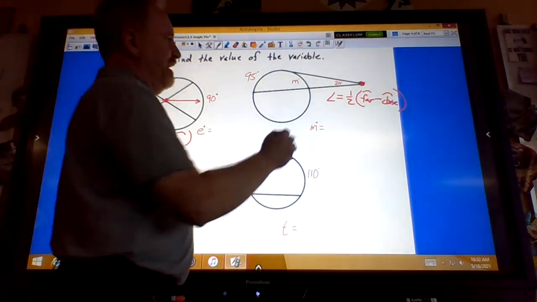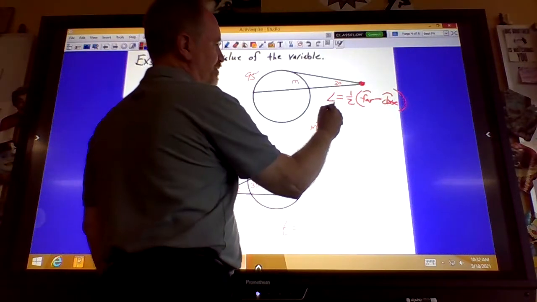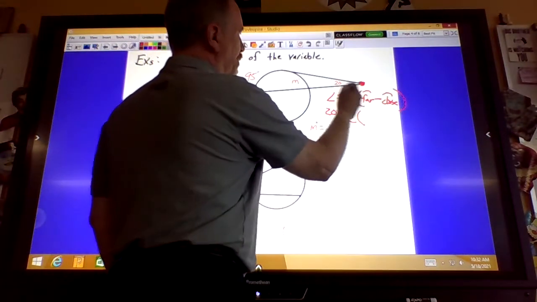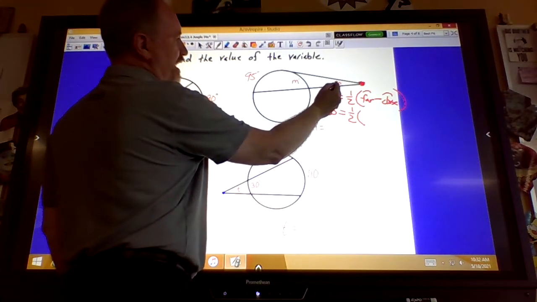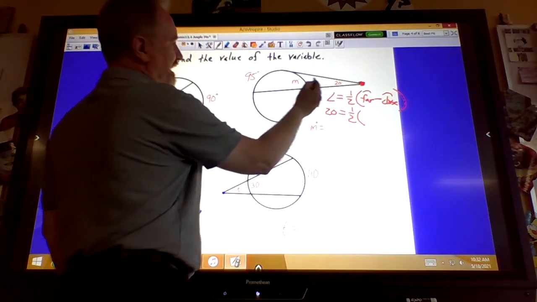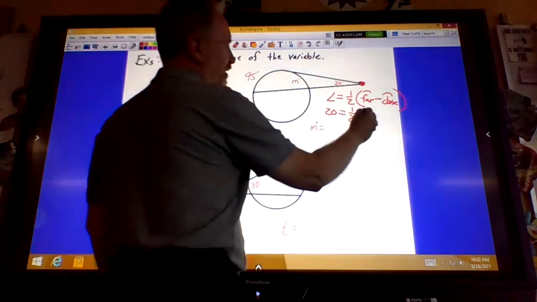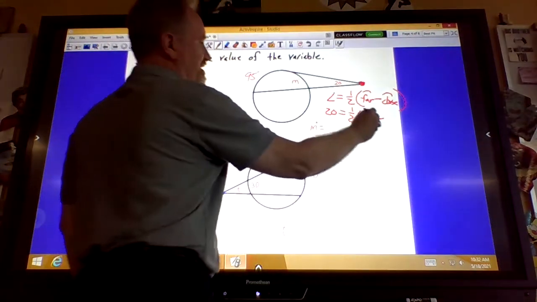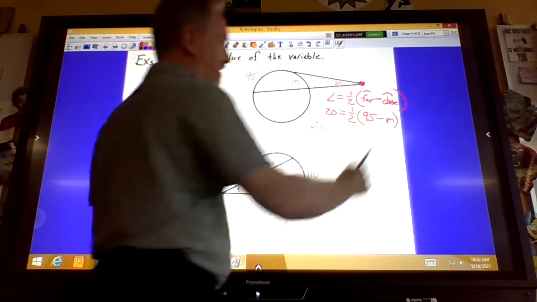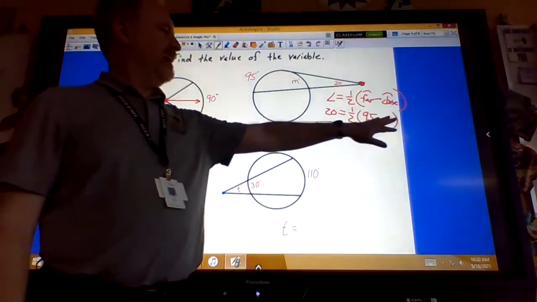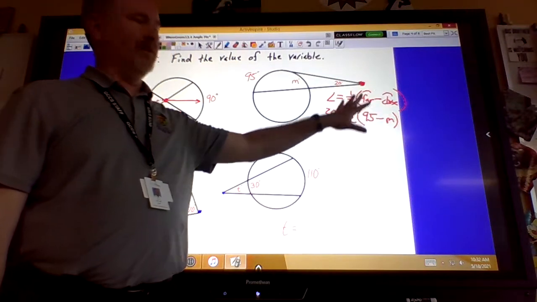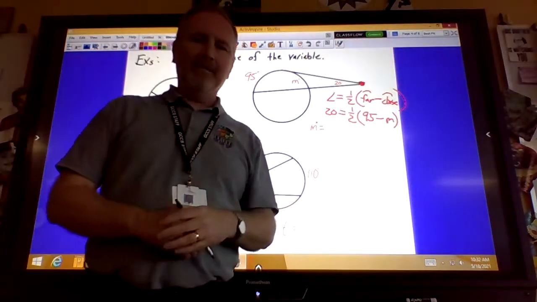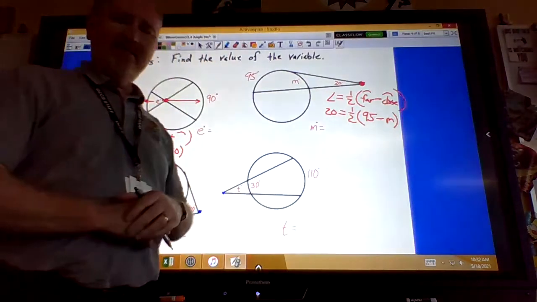So in this one, the angle is 20, so 20 equals half, it's always a half. The far away arc, well, if I'm standing here at 20, M is the close arc, it's 95, that's the far away. So 95 minus the close arc, which is M, that's the missing piece. All right, so now this one is not just a straightforward, subtract them and cut them in half. This one you're actually going to have to manipulate this formula. And there's a couple ways to do that.